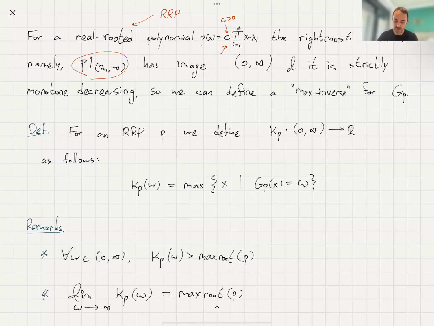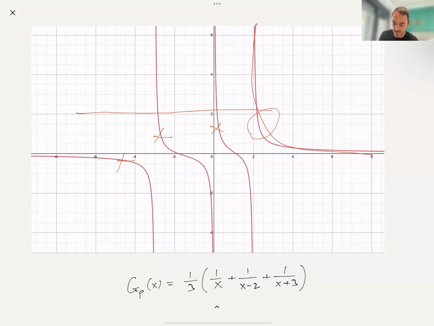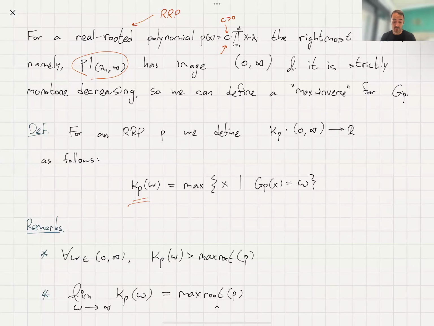Because you'll get the largest image. If you set your W at some value, say this W, which was supposed to be 2, then you get several pre-images, in this case as many as the degree, but the largest one will correspond to the branch that we're looking at. So that's the max inverse. You can think of it as the max inverse of the Cauchy transform. We will call this the K transform, and as we'll talk about next, this is indeed the K transform that we talked about in free probability, which was induced from the Cauchy transform.